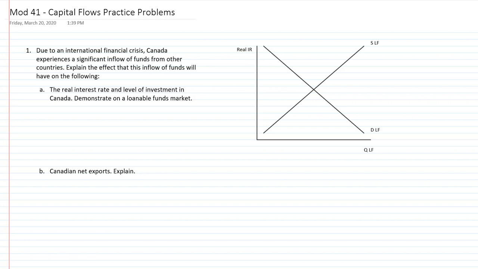Okay, AP Macro, so these are the practice problems that align with Mod 41, talking about both the current account and the capital account, hopefully helping to show that you can graph capital account changes using a loanable funds model, but also that you can connect the capital and current accounts and how these things interact with each other.